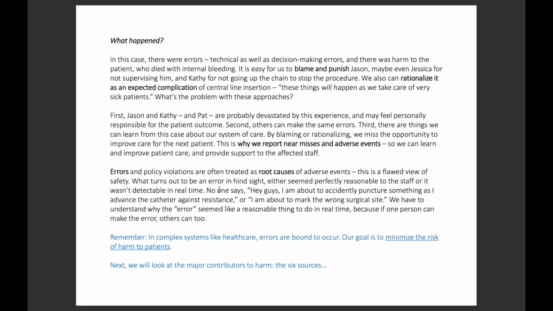It's very easy to think about blaming or punishing Jason or even Jessica for not supervising and Kathy for not going up the chain. We can also rationalize and say, well, this is an expected complication. We hear that many times. Something happens to a patient and they say, well, it's one of the complications. Yes, but should it have happened? They'll say, well, these things happen as we take care of very sick patients. So what's the problem with these approaches?